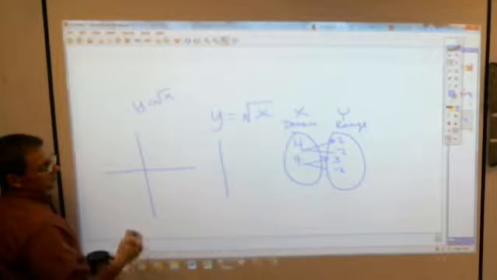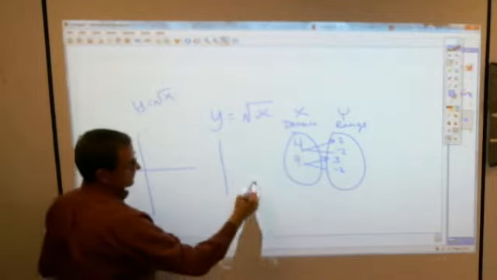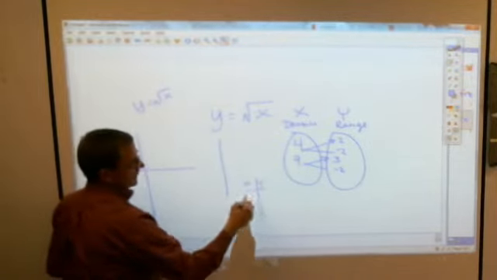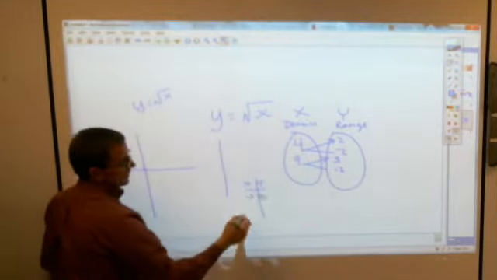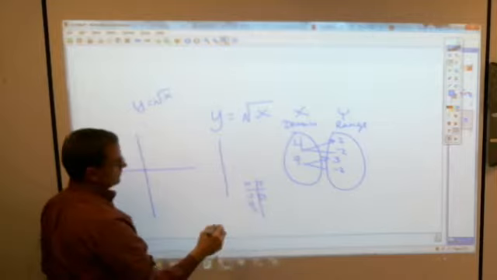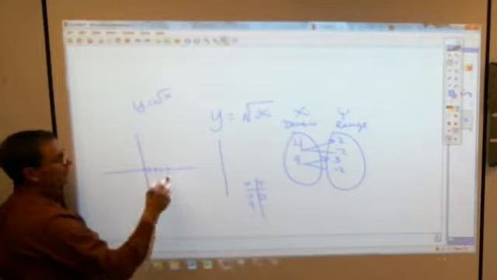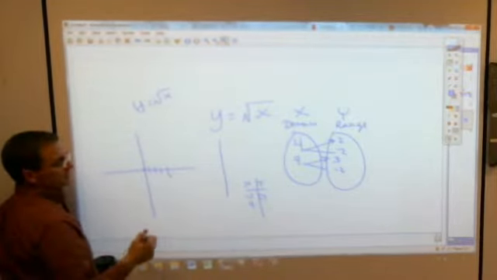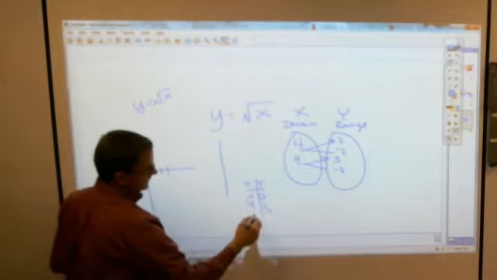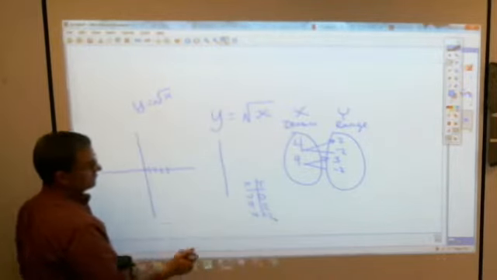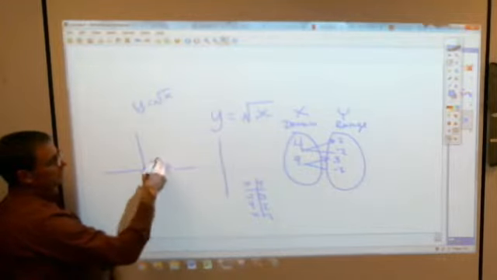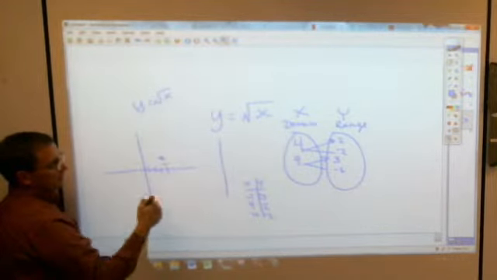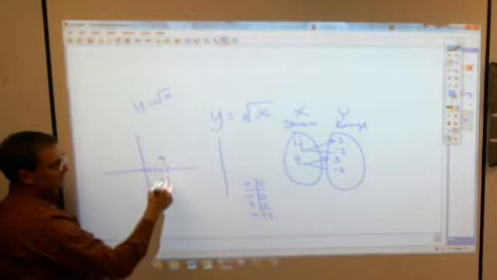What does the graph of y equals the square root of x look like? Let's pick some numbers. Let's do it as a table, x and y. If x is 0, y is 0. We're good with that. 0, 0. If x is 4, y is what? 2 and negative 2. So here is 1, 2, 3, 4, 1, 2, and negative 2?